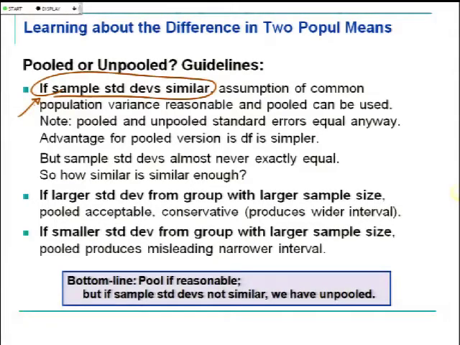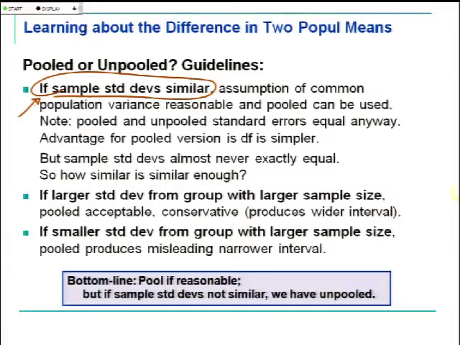Now, the pooled and unpooled standard errors can be the same when you have equal sample sizes. So the advantage is mainly that the degrees of freedom are going to be helping us have a more precise interval. Larger degrees of freedom gives us a smaller T star and a narrower interval.